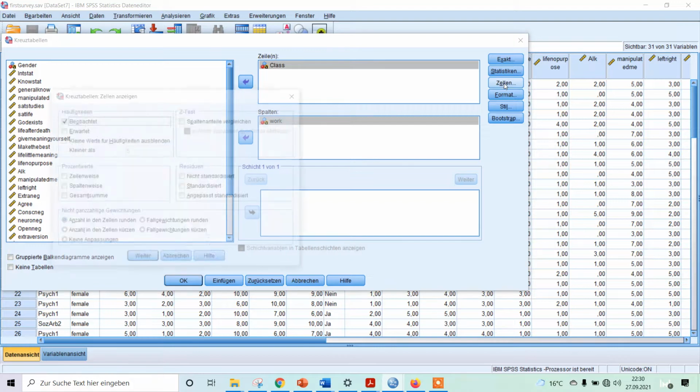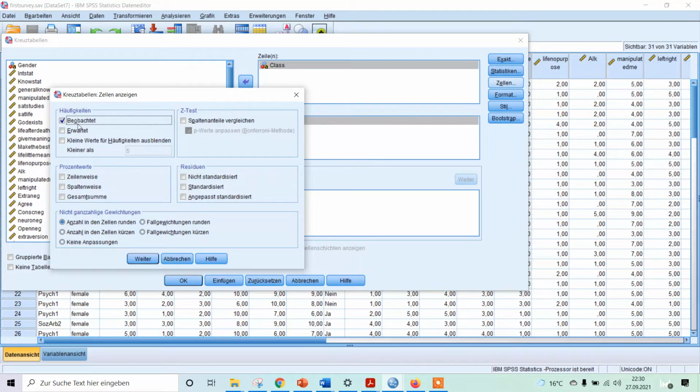Let's click on cells. Here you can have different options. So usually we have the observed values. These are the absolute values from our data set. The second option, the expected values, is very important because SPSS compares the expected values. These would be the values if the null hypothesis is true. So if there is no difference between the classes, how many working or not working students would we then expect in all the classes? Those are the expected numbers, and we compare the expected numbers with the observed numbers, and from that we calculate the chi-square.